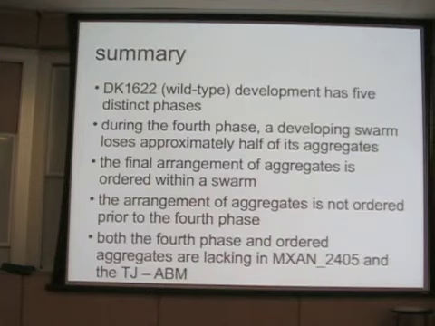So just to summarize that, DK1622, I forgot to number them, has 5 distinct phases. During this 4th phase, a developing swarm of wild type loses approximately half of its aggregates, and the final arrangement of aggregates is ordered within a swarm. The arrangement of aggregates is not ordered prior to the 4th phase, and both the 4th phase and ordered aggregates are lacking in MXAN 2405 and the traffic jam agent-based model.